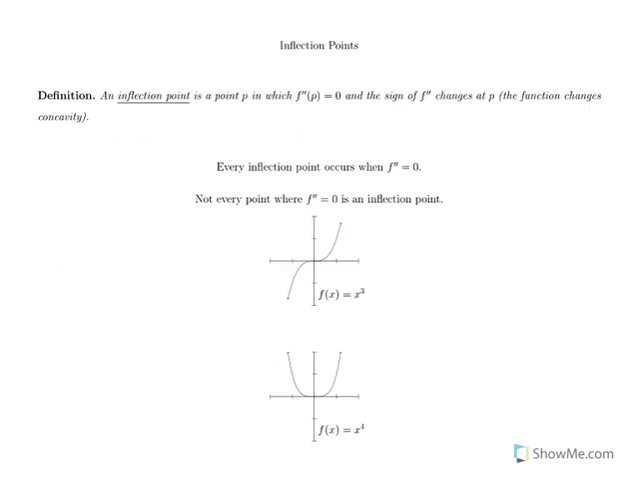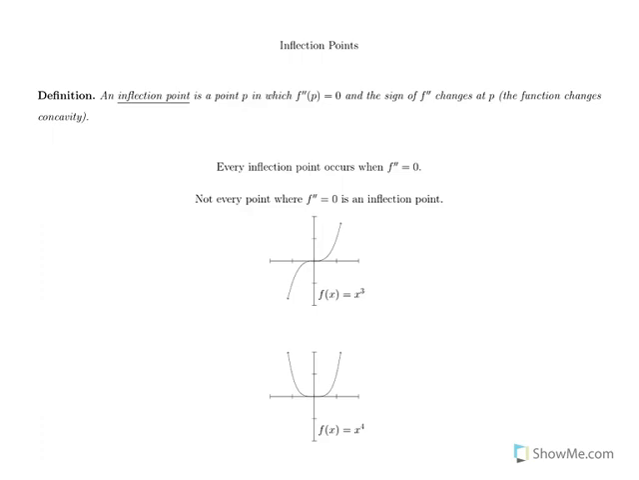So then our last little topic here is the idea of inflection points. An inflection point is going to be very similar to what's going on with critical points of the function, except now we're looking at critical points of the derivative. That is, looking at when the second derivative is 0. So an inflection point is a point P, an x value P, in which the second derivative at P is equal to 0, and the sign of f double prime changes at P. That means that the function changes concavity. And that's really what an inflection point is. It's a point where the concavity changes.